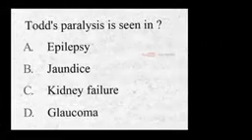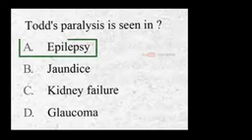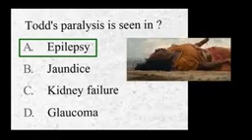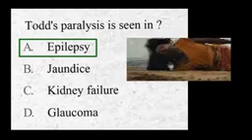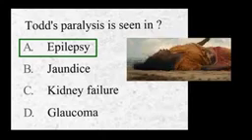Todd's paralysis is seen in A. Epilepsy, B. Jaundice, C. Kidney failure, D. Glaucoma. And the correct answer is A. Epilepsy. Todd's paralysis is a neurological condition experienced by individuals with epilepsy. In this, a seizure is followed by a brief period of temporary paralysis. The paralysis may be partial or complete but usually occurs on just one side of the body.